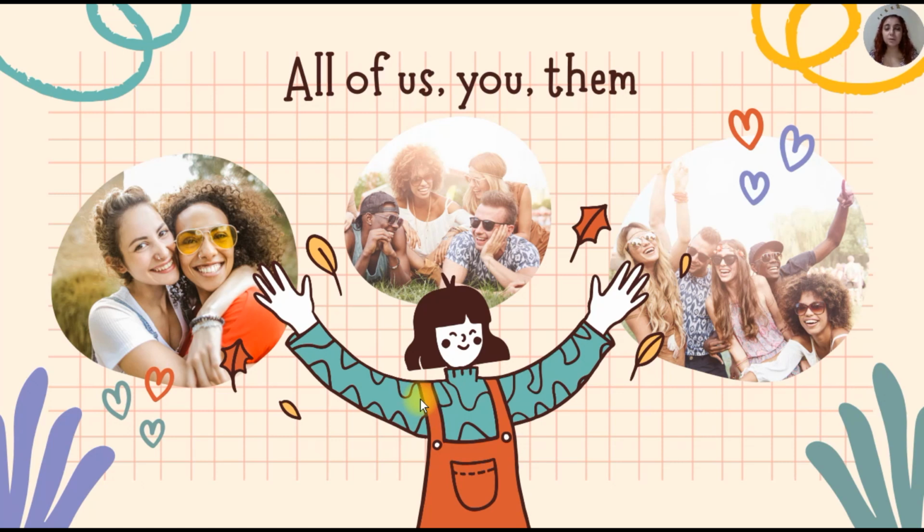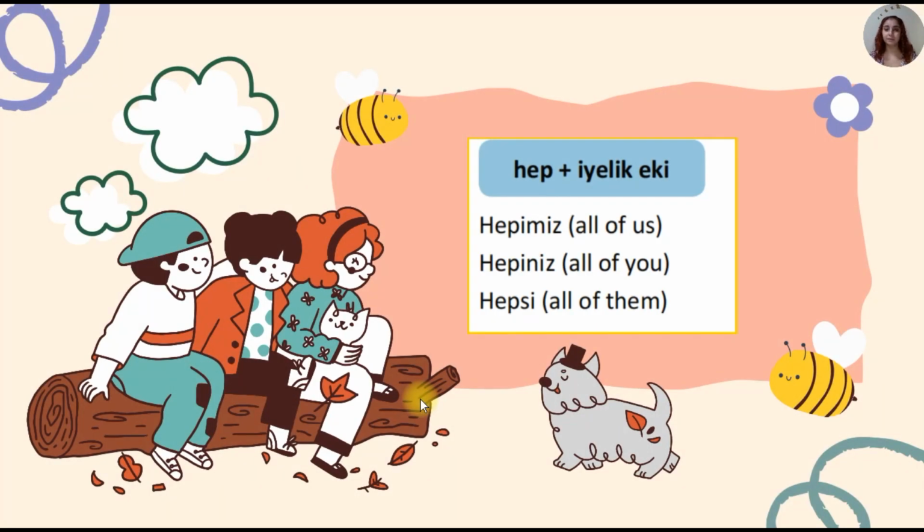And let's talk about all of us, all of you, all of them. How can you say? Here again, you will see one word, hep. It is all. Hep, all. İyelik eki is possessive, and now you will apply possessive suffixes here to make it all of us, all of you, all of them. Hepimiz, hepiniz, hepsi. İmiz is coming for we subject possessive. İniz is coming for you subject possessive.